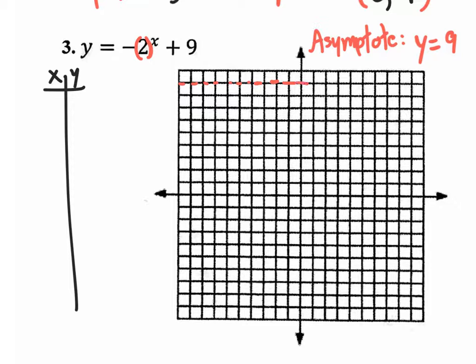So our asymptote is at 9. So we know our graph is going to infinitely approach that dotted red line. It'll never actually get there. It'll just infinitely approach it.